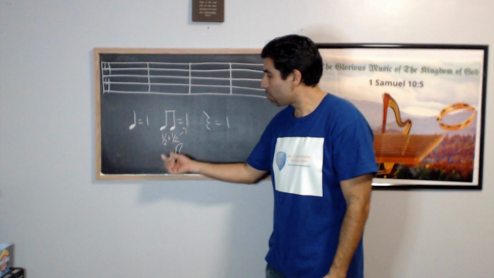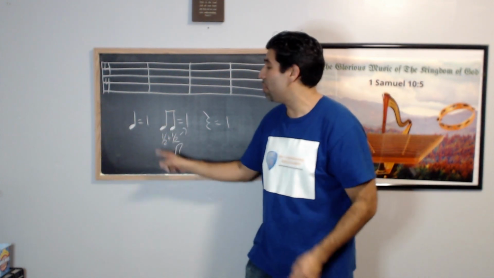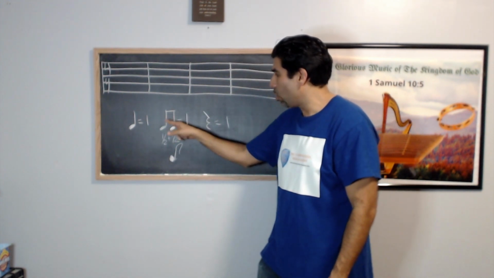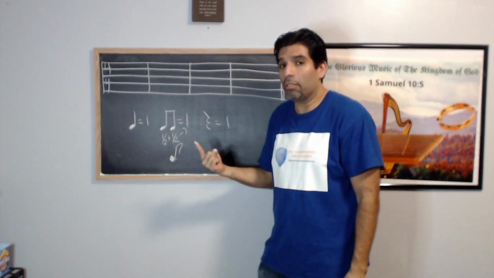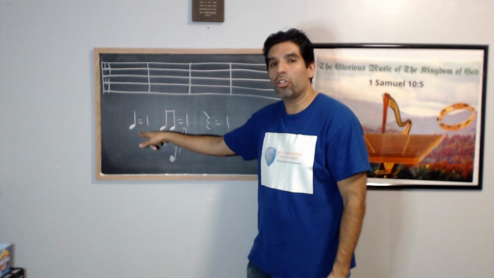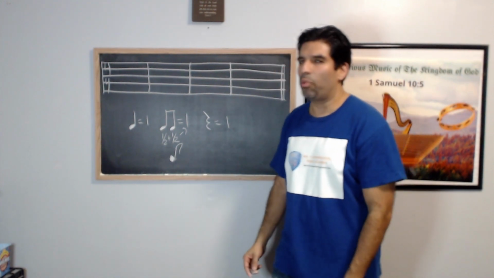So again, these 2 eighth notes are just a subdivision of the quarter note. This is still 1 beat, so are these 2. They're still 1 beat, right? But that doesn't make these faster than those. It just makes them smaller, okay? That's a little FYI, guys.